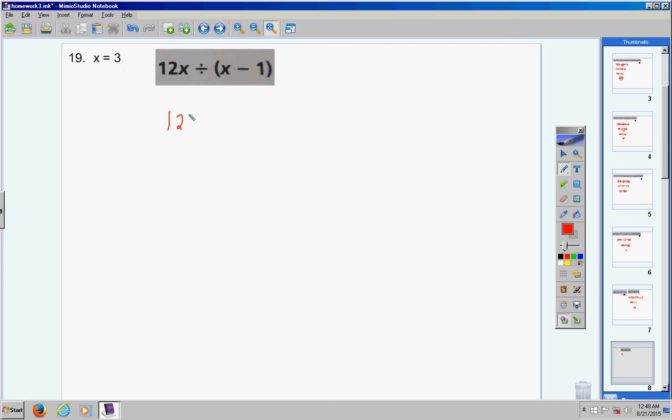So 12 times parentheses 3 divided by, and then a big parentheses, x minus 1, or in other words, 3 minus 1. Well, 12 times 3 is 36 divided by 3, a positive 3 and a negative 1, or 3 minus 1, however you want to look at it, would be 2. 36 divided by 2 is 18, and that is the correct answer.